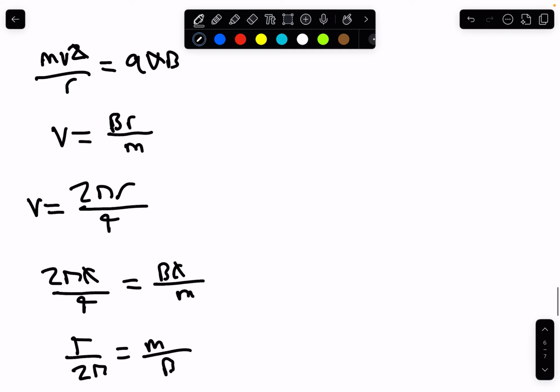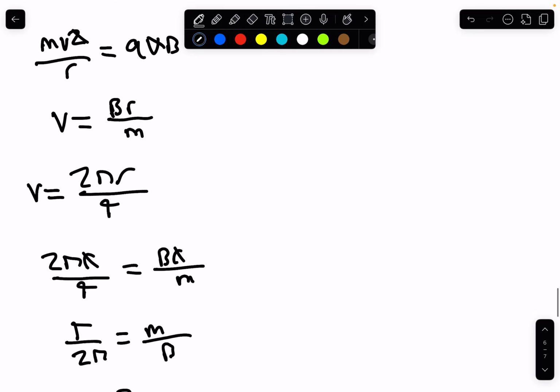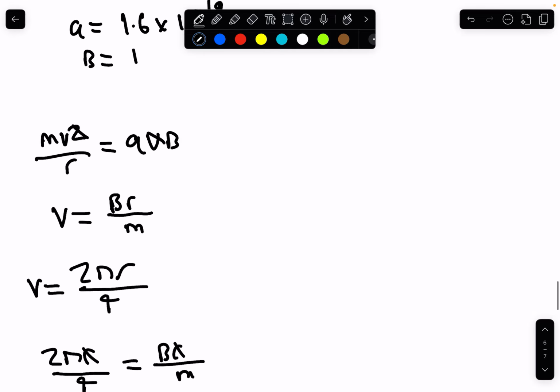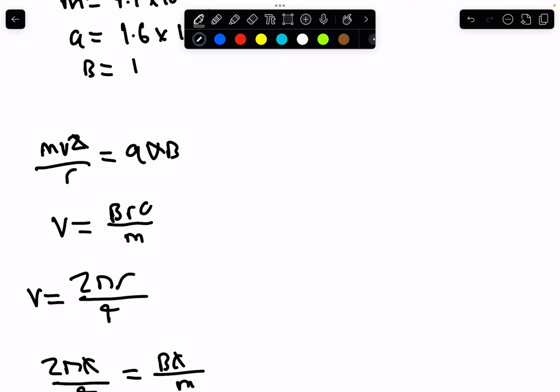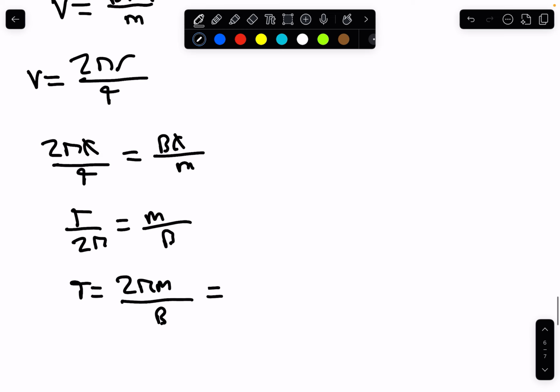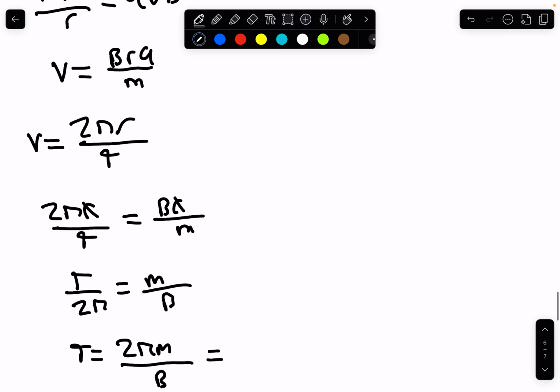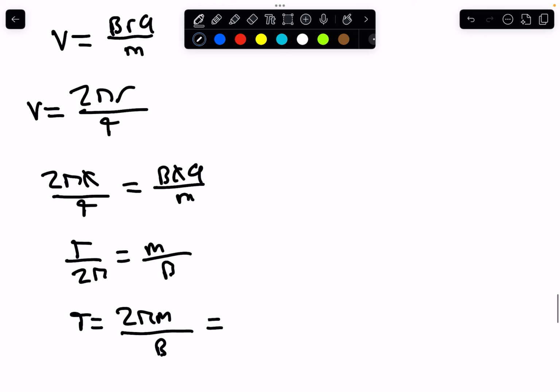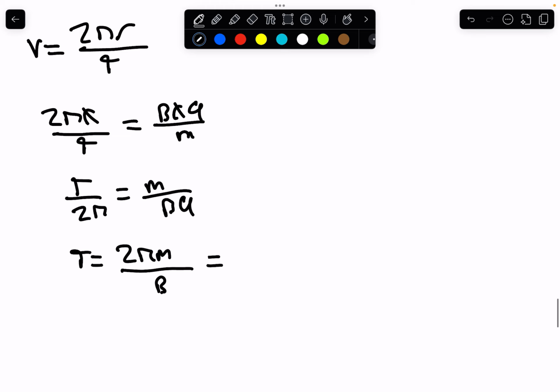Oh, okay, sorry, I made a mistake. It is Brq here. You also have charge, then it will be Brq here, that will be Bq, and here it will also be q.